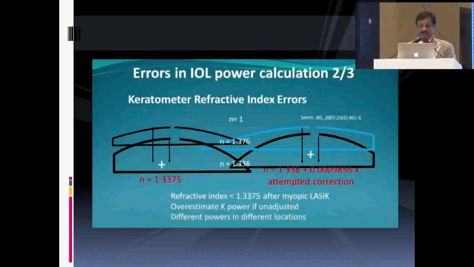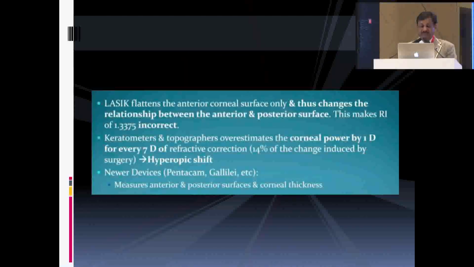The concern number 2, or the error in IOL power calculation number 2, is actually that the keratometer that you're using basically works on the principle of a fixed ratio. So basically you have 1.3375, which is the ratio between the anterior and the posterior, and that's how you calculate the curvature. But in myopia, what is actually happening is you're flattening the anterior corneal surface.